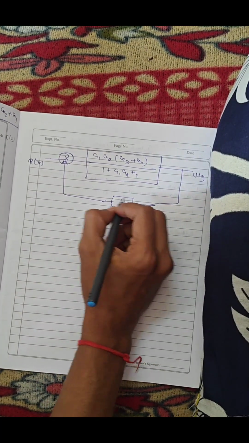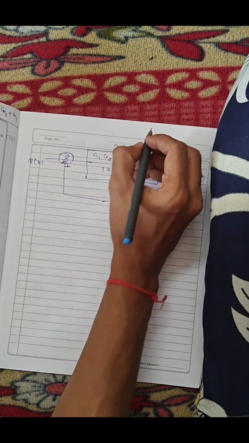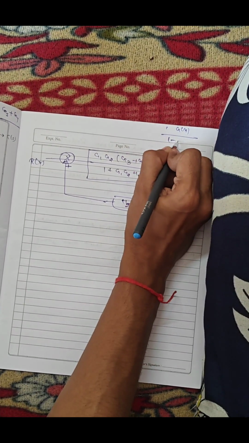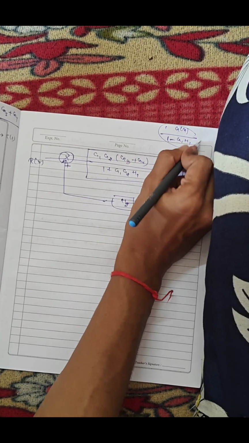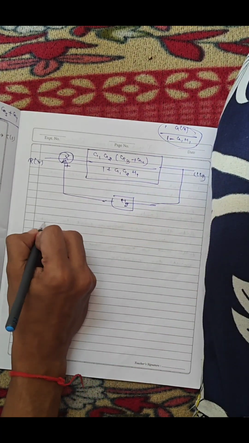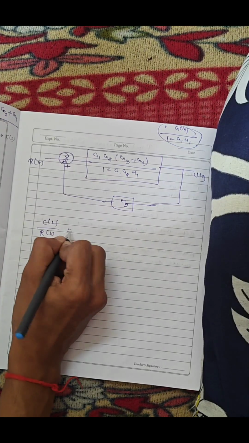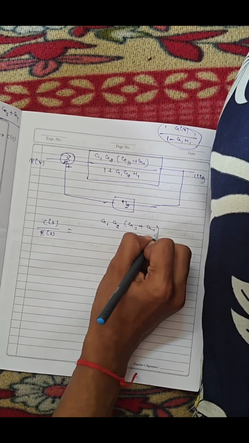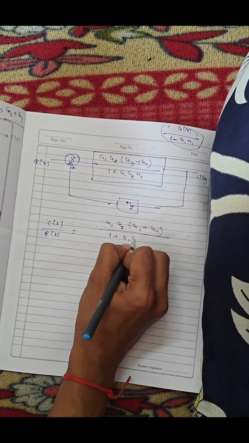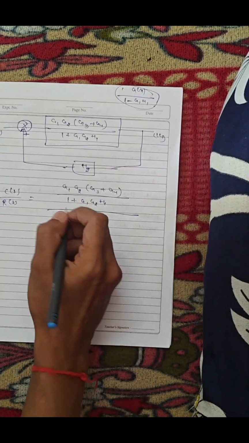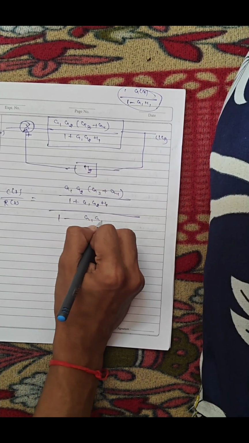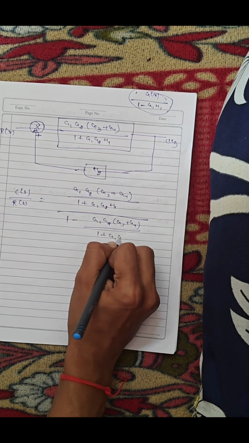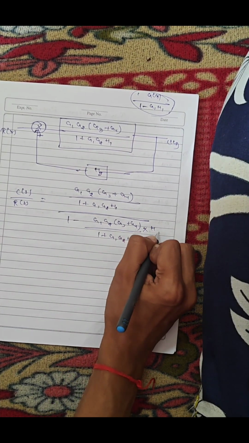In the positive feedback, we know that it will be G of S divided by 1 minus G H. It will be of that type. So C of S divided by R of S is equal to G1 G2 G3 plus G4 over 1 plus G1 G2 H1, divided by 1 minus G1 G2 G3 plus G4 divided by 1 plus G1 G2 H1 multiplied with H2.